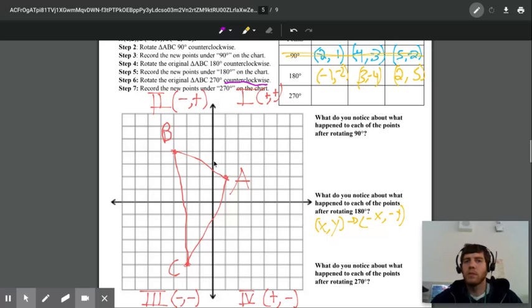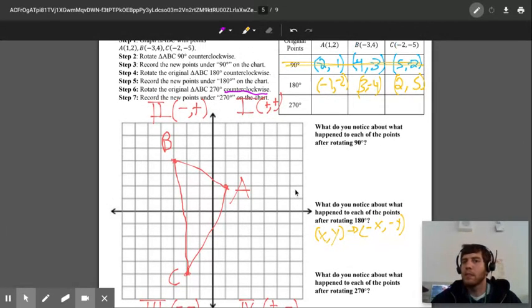You can also think of 270 counterclockwise rotation as the same thing as a 90 degrees clockwise rotation. So if we go 270 counterclockwise, that's the same as going 90 degrees clockwise. Right? 270 counterclockwise is the same as 90 clockwise. So the rules are the same here as the 90-degree rotation.